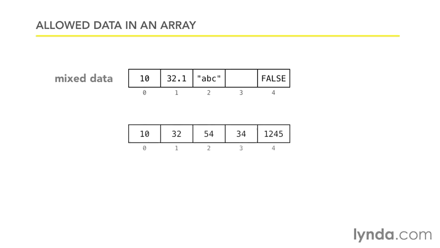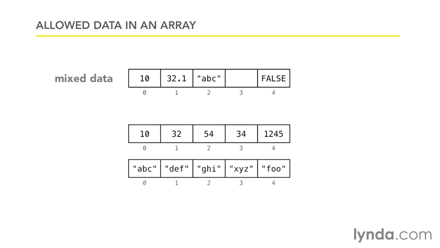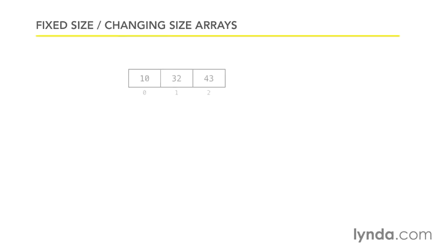So it supports this mixed data idea. But many languages only allow specific kinds of data in an array. It is an array of strings or an array of integers. You can't have both in the same array. And this is probably more common across languages. Similarly, JavaScript allows us to create an array with, say, for example, 3 elements, but we can then add to it or even subtract from it.